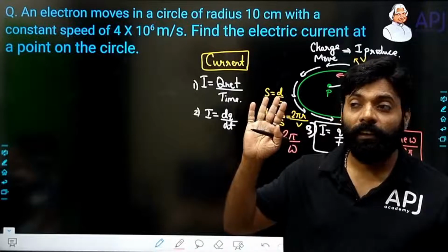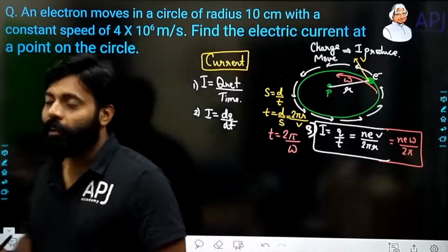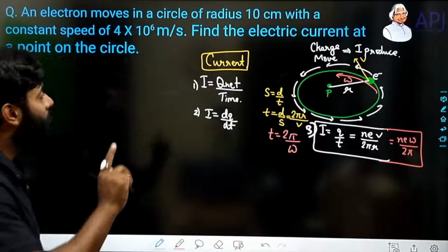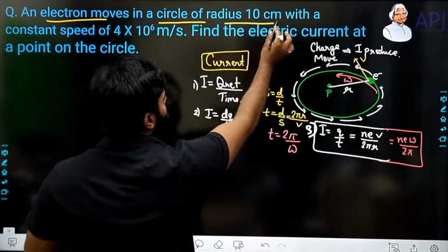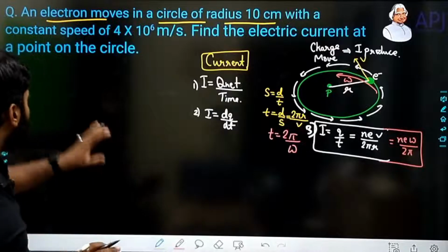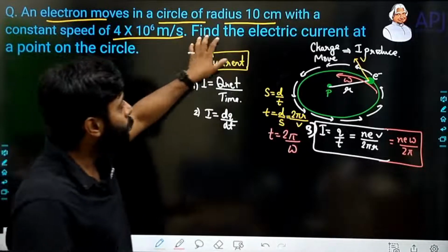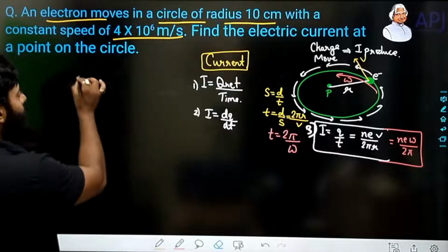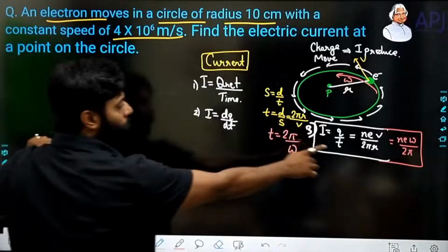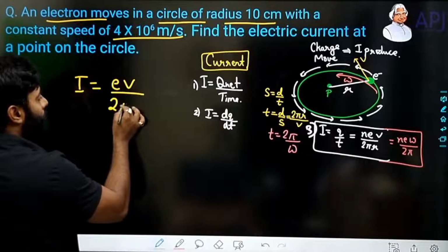इसके अलावा और कुछ नहीं देखेंगे, जेई एडवांस तक के क्वेश्चन हम सॉल्व कर लेंगे, ठीक है? इतना सिंपल सा क्वेश्चन है. अब चलिए देखिए, दे रखा है कि इलेक्ट्रॉन है हमारे पास, मूव कर रहा है सर्कल में, उसकी रेडियस हमें दे रखी है, this much with a constant velocity. So velocity is also given to you. You have to find the electric current at a point on the circle. So you already know which formula to use. So I can say that EV upon 2 pi r I can use.